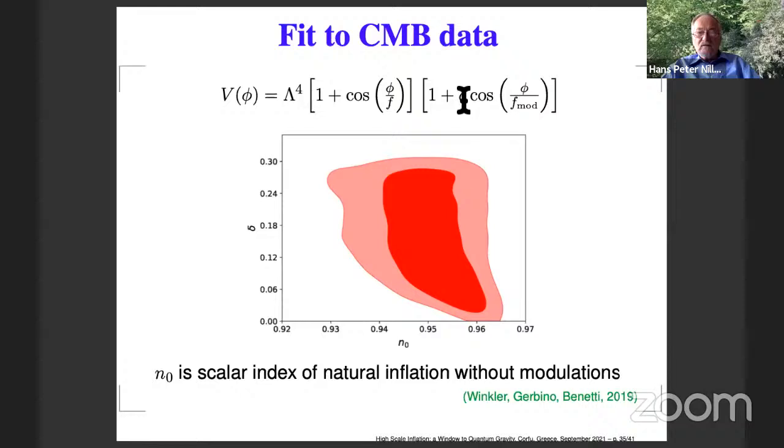And in a certain way, when you now took the delta N0 range, where N0 is the scalar index of natural inflation, you see this fits the data very well in this region. This is the one standard deviation. This is the 99% confidence region. So this is the region which fits the data. If delta is too big, then the wiggles are too big and it doesn't work any longer. And it gives you a range of scalar indices N, which is somewhat lower than you have in the other case.